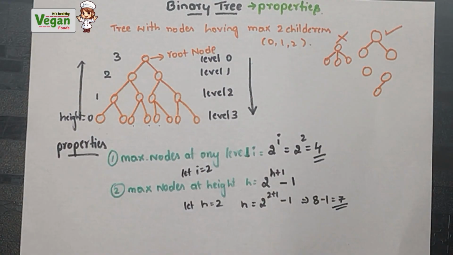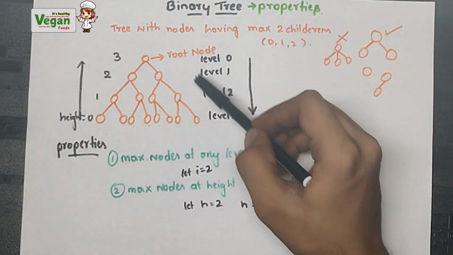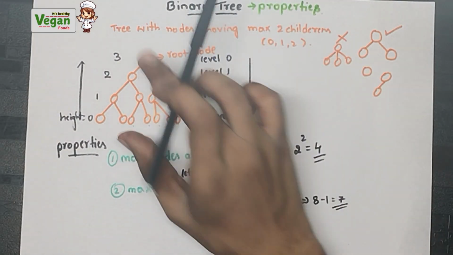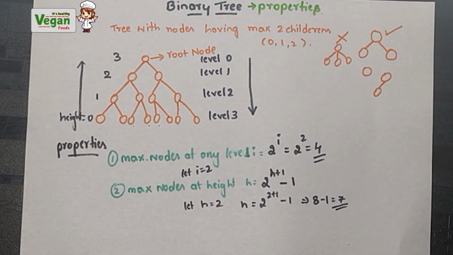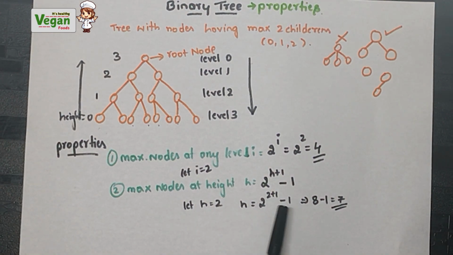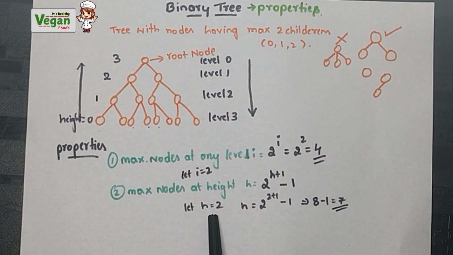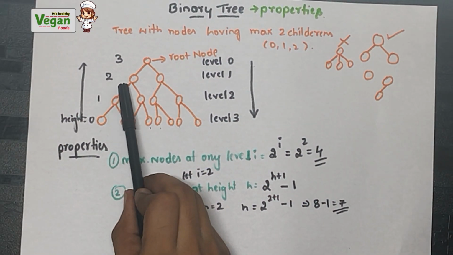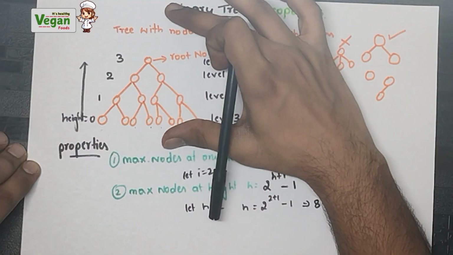So this is a small tree which has fewer levels and less height. If you increase the height, the maximum nodes at height h will be 2 power (h plus 1) minus 1. If you take the height as 2, the maximum number is 7, and if the height is larger, the tree is bigger.